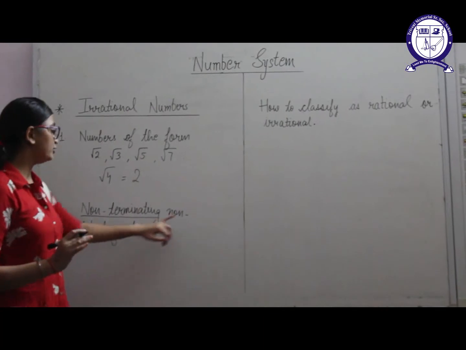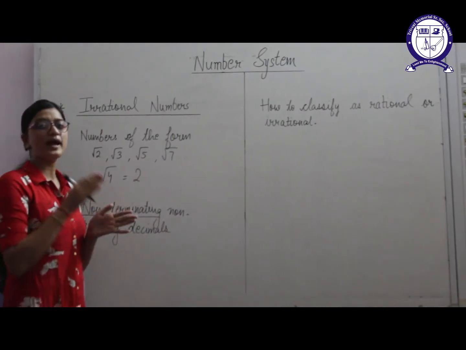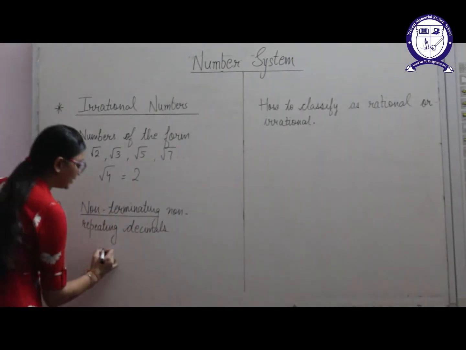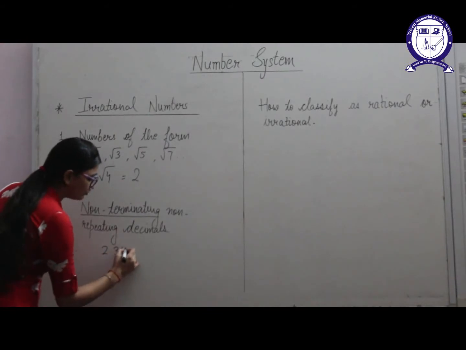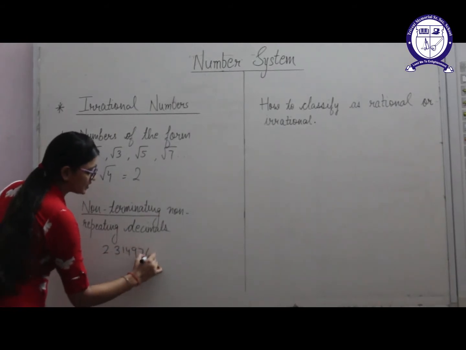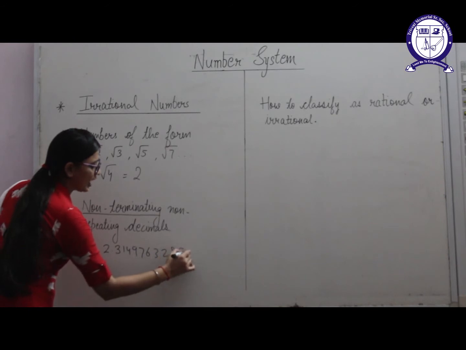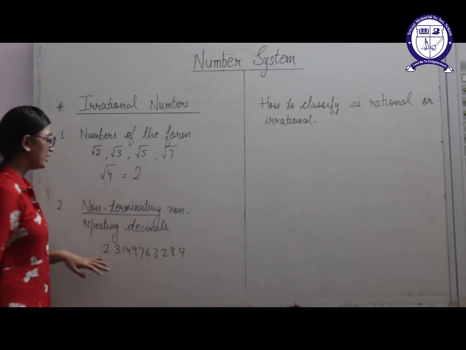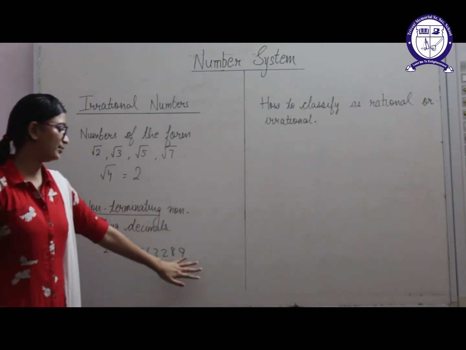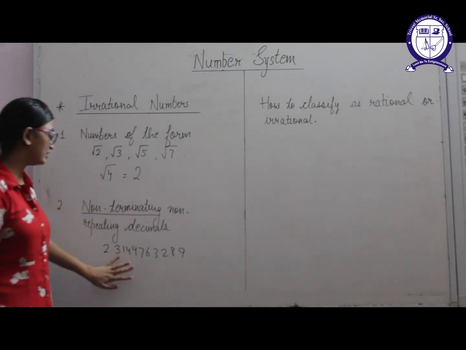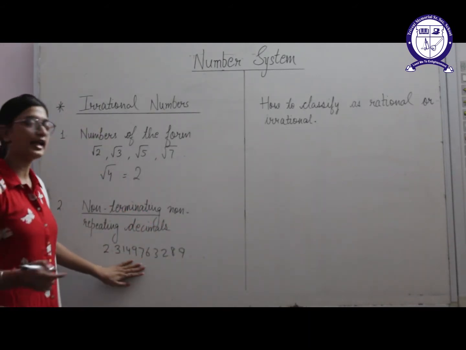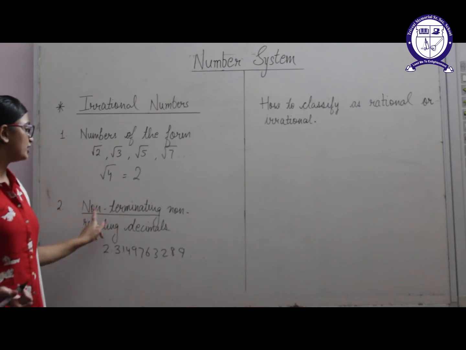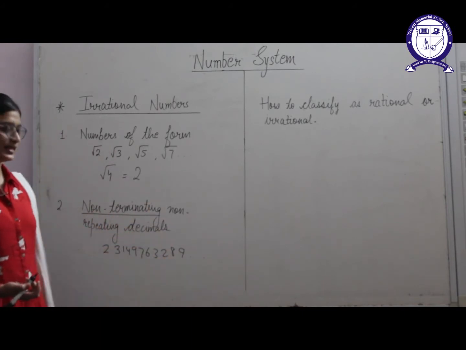It never ends, and non-repeating means there is no pattern repeating itself. For example, 2.314976328 and so on. So it is not terminating anywhere because it goes on indefinitely and no particular pattern is repeating again and again. So that's why it is a non-terminating, non-repeating decimal.